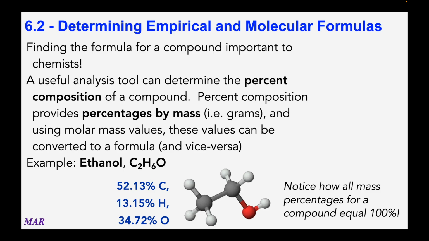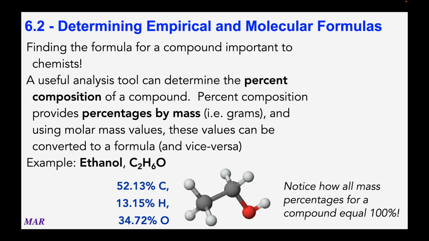First of all, notice that if you have the percentages of all the different elements in a compound, they should equal 100%, or by sig figs be pretty close to 100%. Second, a formula is a mole-based ratio. So in a formula, C2H6O, that's 2 moles of carbon for every 6 moles of hydrogen for every 1 mole of oxygen. It's not the mass values, like 52.13 grams of carbon. We have 2 moles. So formulas are based on moles, and percentages are usually based on mass.